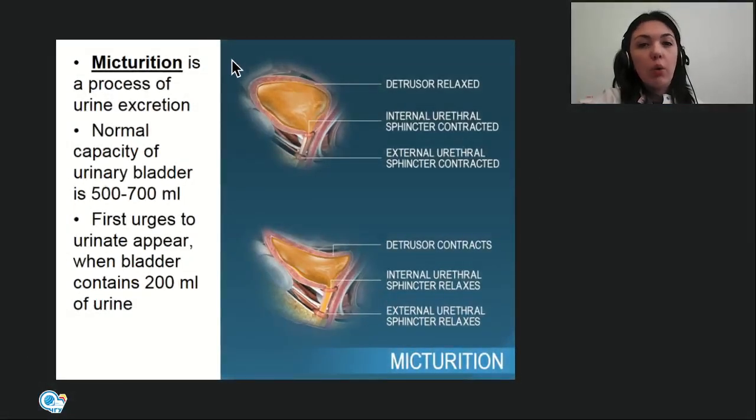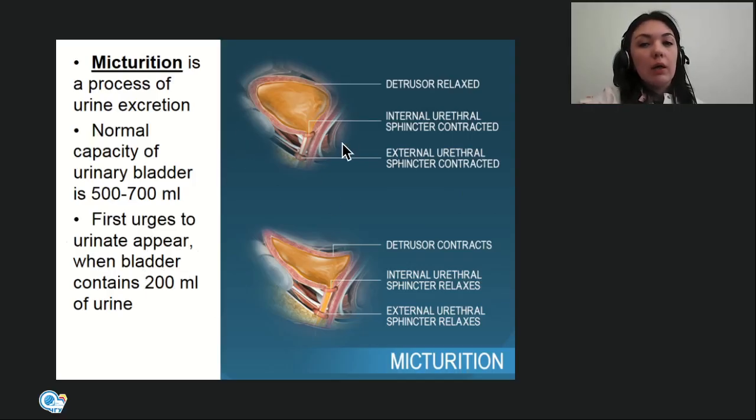So micturition, or urination, is the process of urine excretion. The normal capacity of the urinary bladder is 500 to 700 milliliters, but I told you it can contain even 1 liter, or in some people even 1.5, but that is in cases where persons are forced not to excrete the urine. Yes, in normal cases, when it reaches 500 milliliters, it's better to evacuate it. But the first urges to urinate appear when the bladder contains 200 milliliters of urine.